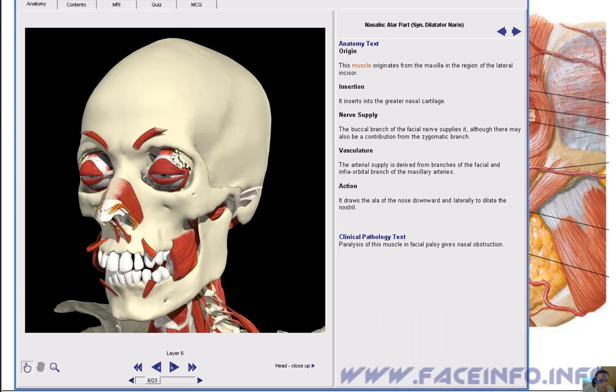And this is the ala part of nasalis. This muscle originates from the maxilla in the region of the lateral incisor and inserts into the greater nasal cartilage. It draws the ala of the nose downward and laterally to dilate the nostrils.